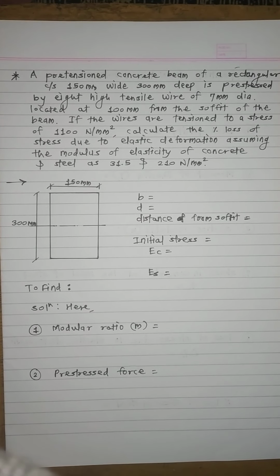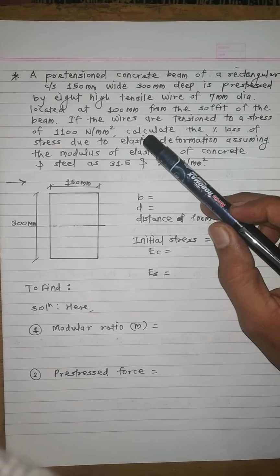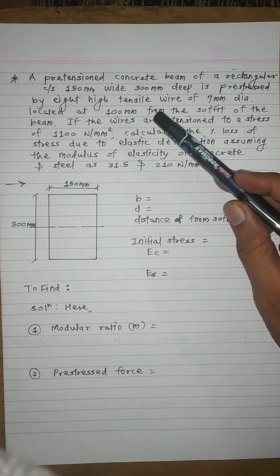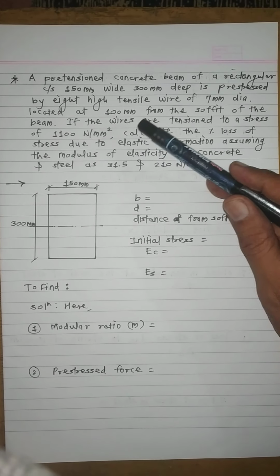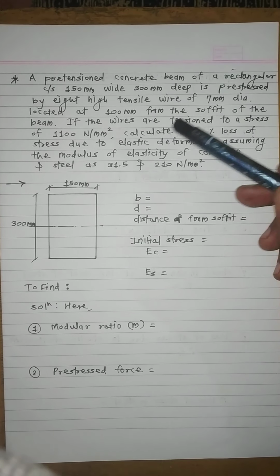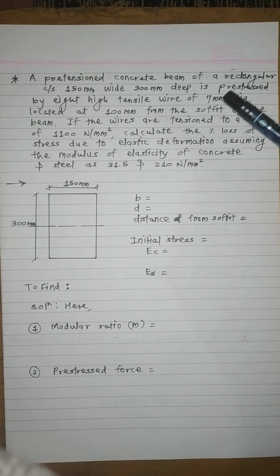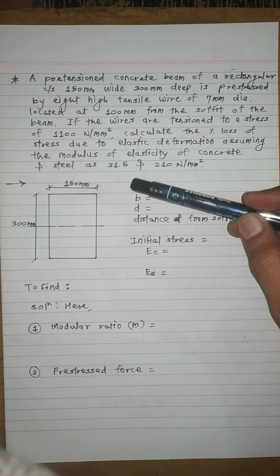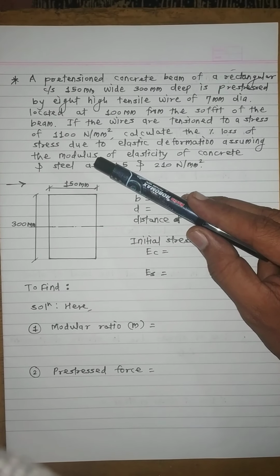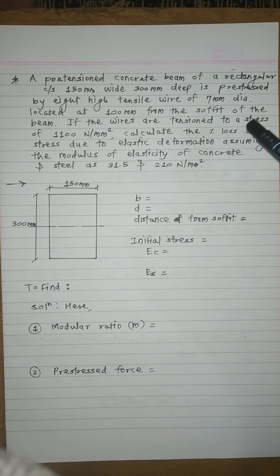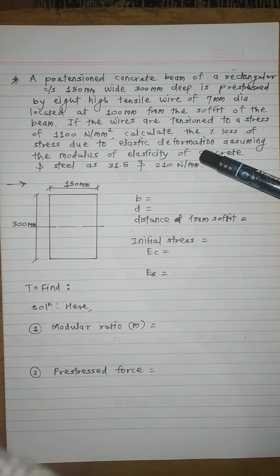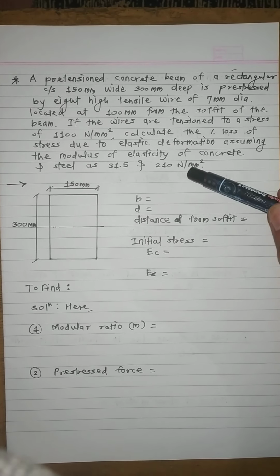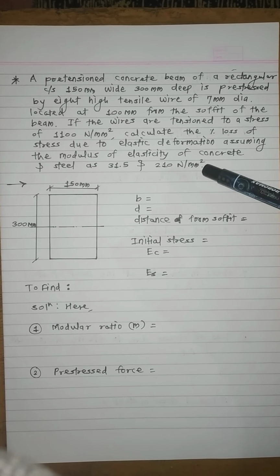So let's start the problem. A pretensioned concrete beam of a rectangular cross section 150 mm wide and 300 mm deep is prestressed by 8 high tensile wires of 7 mm diameter located at 100 mm from the soffit of the beam. If the wires are tensioned to a stress of 1100 Newton per mm square, calculate the percentage loss of stress due to elastic deformation, assuming the modulus of elasticity of concrete and steel as 31.5 and 210 kilonewton per mm square.